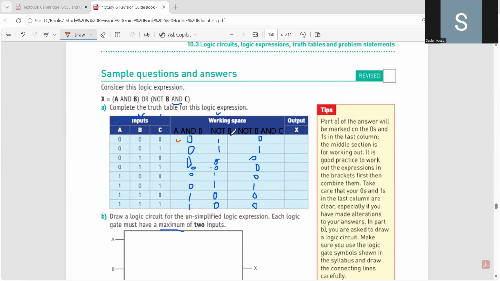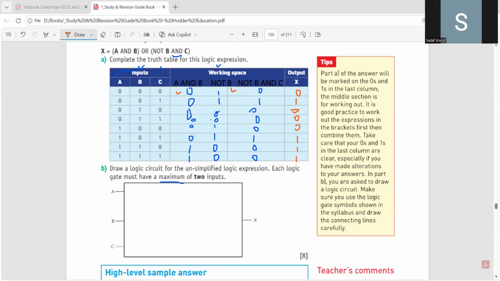This column is A and B and this column is NOT B and C. So you can see for yourself. 0 OR 0, the result is a 0. 0 OR 1, the result is a 1. 0, 0, the result is going to be a 0. The next one is 0, 0, the result is a 0. Then 0, 0, the result is going to be a 0 here. 0, 1, the result is a 1. 1, 0, the result is a 1. And 1, 0, the result is a 1. So this is your final answer and this is done and you will be able to gain the marks.